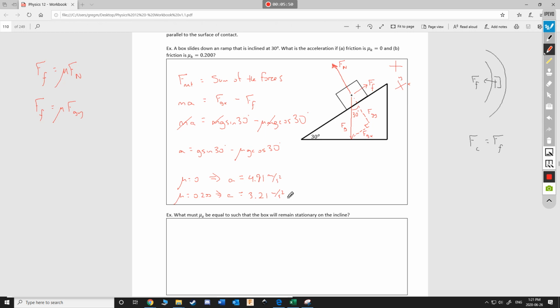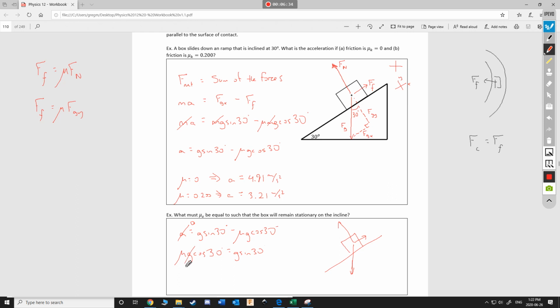Now this next example says, what must the coefficient of static friction be equal to such that the box will remain stationary on the incline? So if I draw this out, I have this box on this incline. Force of gravity is downwards, normal force is this direction, force of friction is that direction. Basically, if we think about the x direction, this is the equation we just derived above: a is g sine 30 degrees minus mu g cos 30 degrees. If it's stationary, it means a is 0. So we're basically solving for when mu g cos 30 is equal to g sine 30.